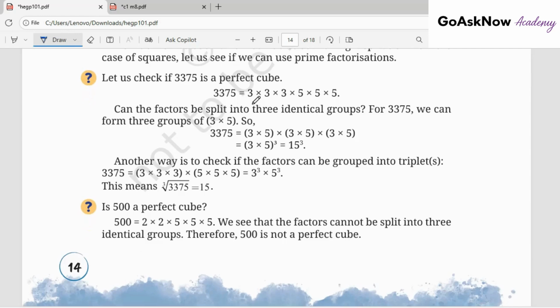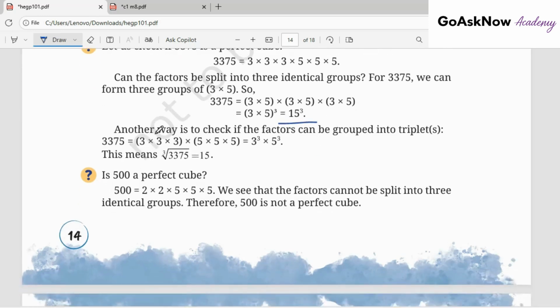Taking the factors 3 into 3 into 3 and 5 into 5 into 5. Can the factors be split into 3 identical groups? For 3375, we can form 3 groups of 3 into 5, 3 into 5, 3 into 5, which is 3 into 5 cube is equal to 15 cube. Another way is to check if the factors can be grouped into triplets. 3 into 3 into 3 and 5 into 5 into 5, which is 3 power 3 into 5 power 3. The cube root of 3,375 is equal to 15.